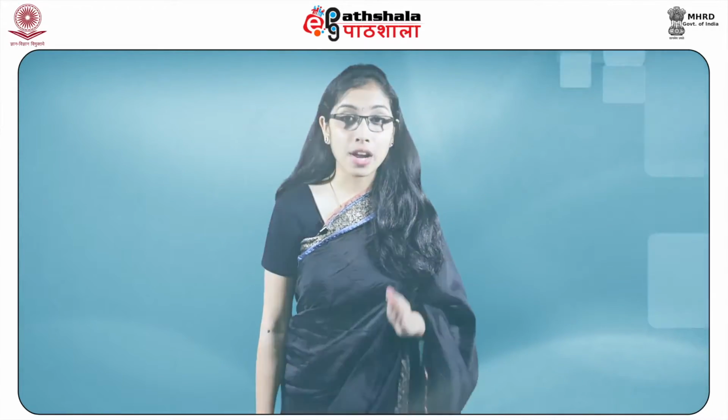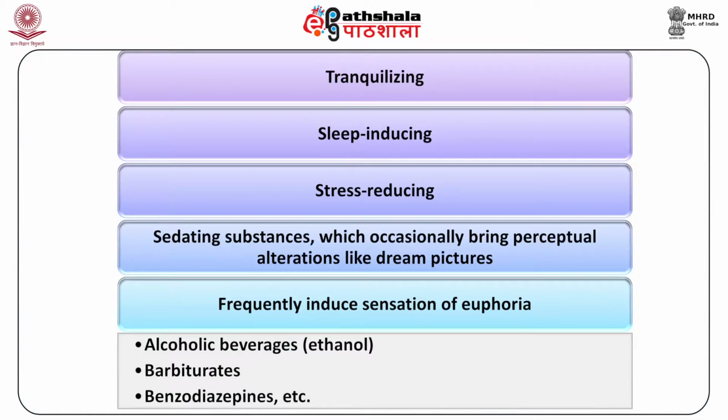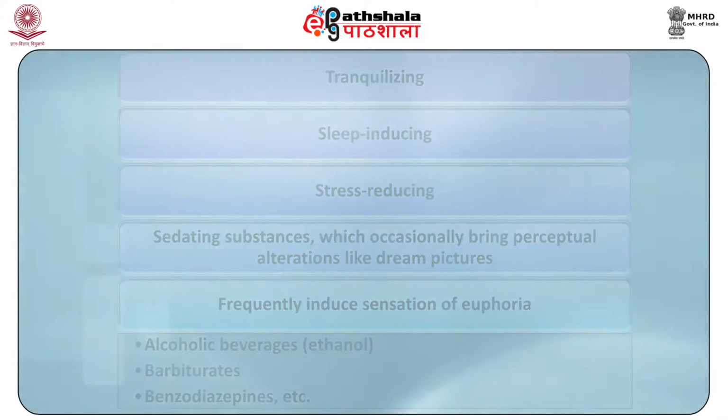This group comprises all of the tranquilizing, sleep-inducing, stress-reducing, sedating substances, which occasionally bring perceptual alterations like dream pictures, and also frequently induce a sensation of euphoria, for example the alcoholic beverages or ethanol, barbiturates, benzodiazepines, etc.